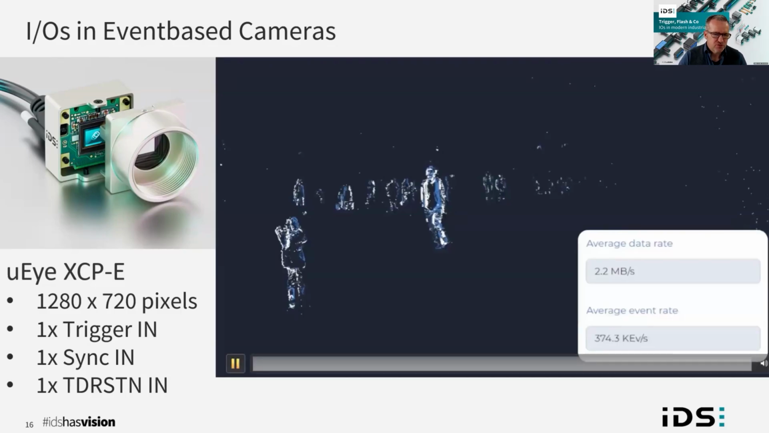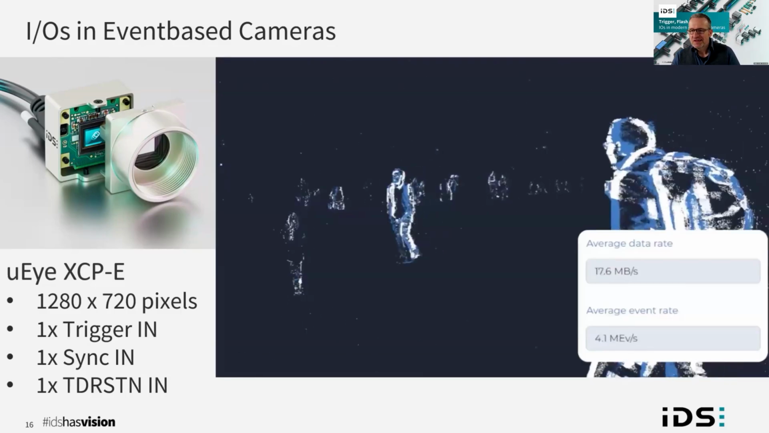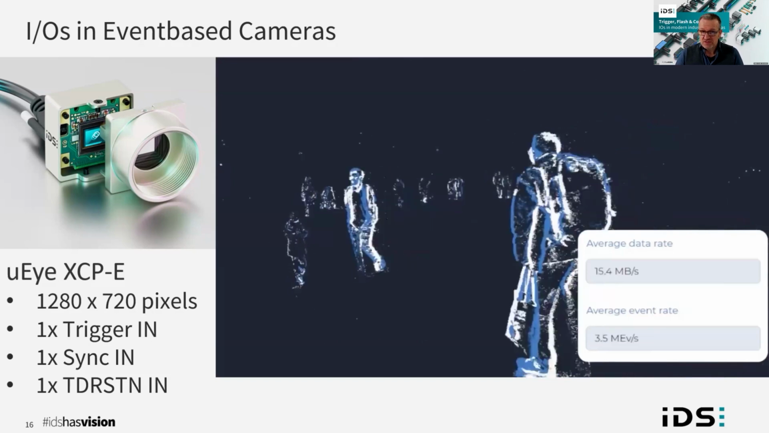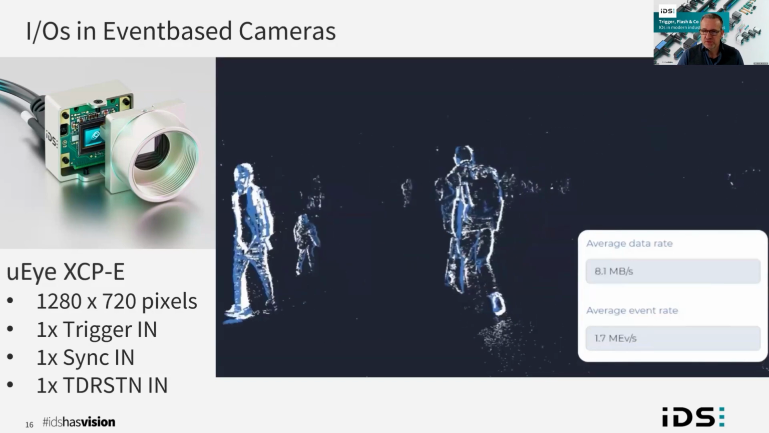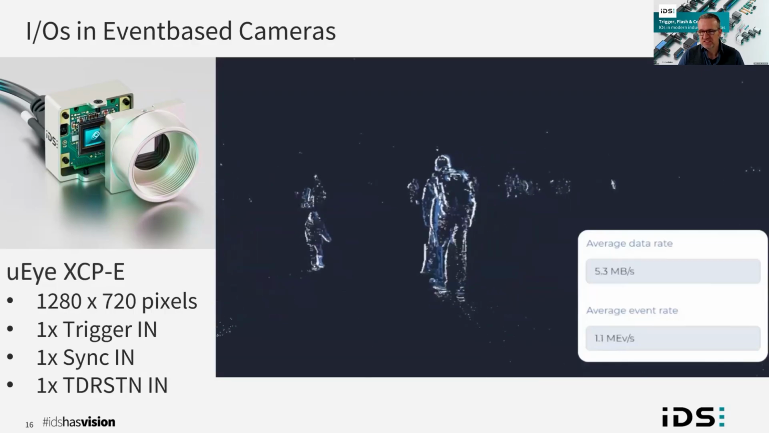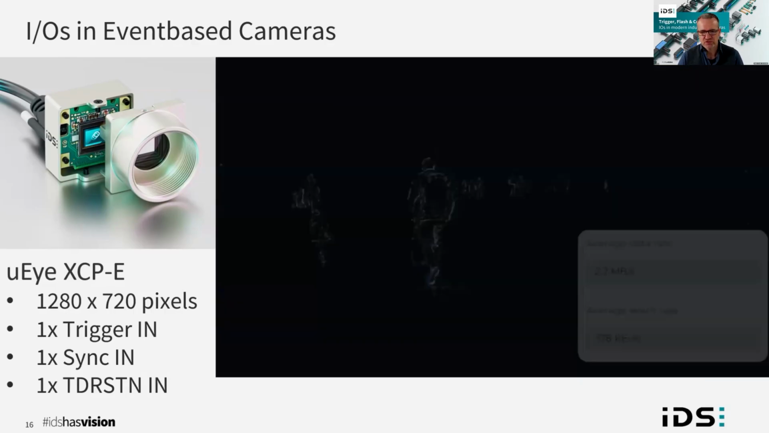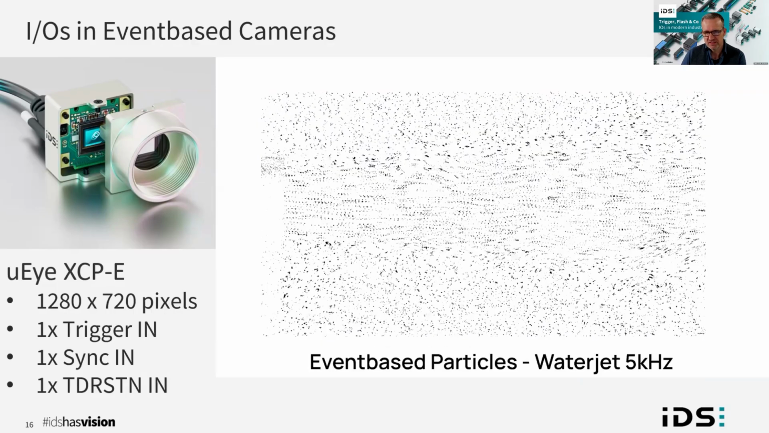Which also have an I/O system. But this works slightly different than in image-based cameras. This is because event-based cameras do not capture images in a traditional sense.